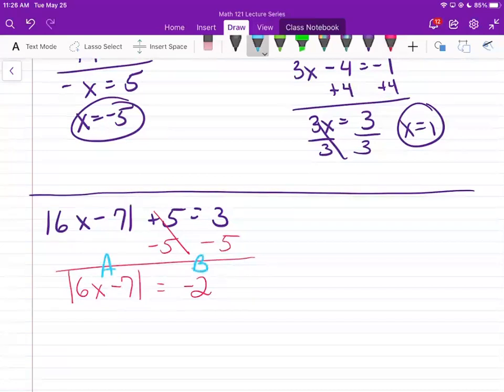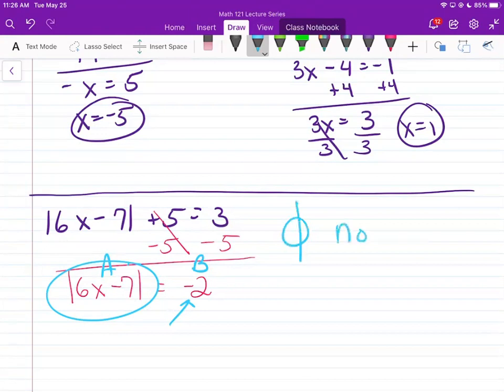Now, normally this is the part where we would have A and B, and we would set up the two values. But notice here, we have said that the absolute value equals a negative number. From our definition of absolute value being a distance, we know that absolute value can never be a negative number. And so this one, we don't have to go any further.